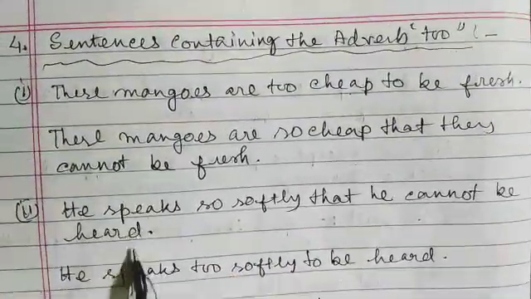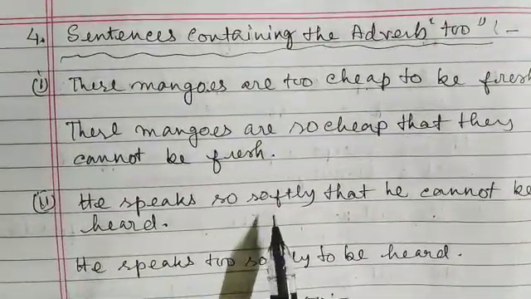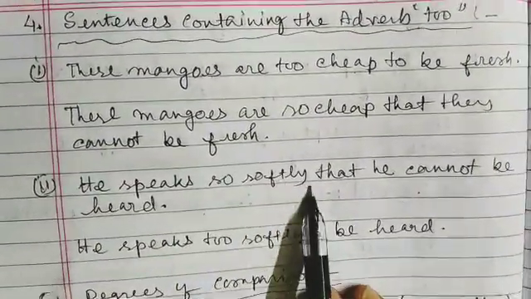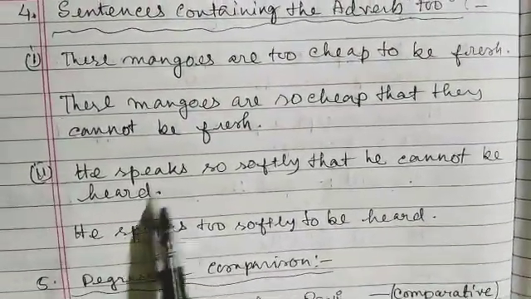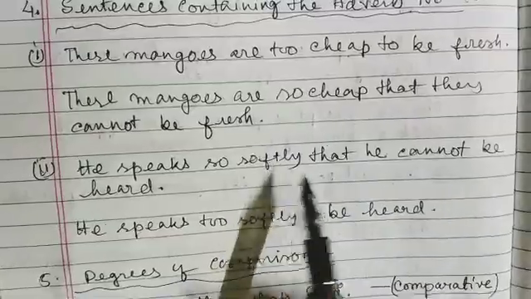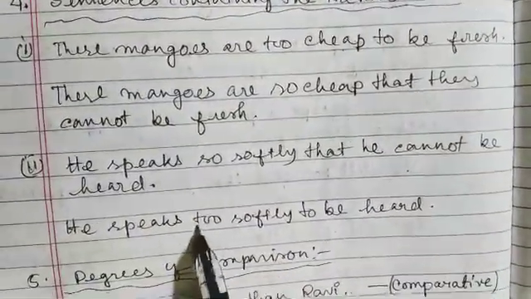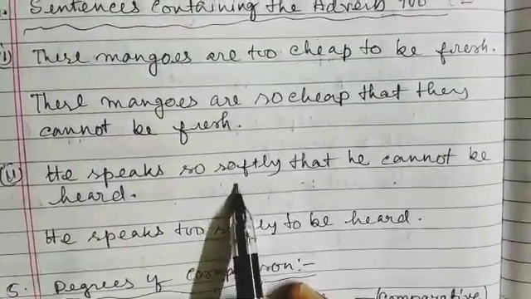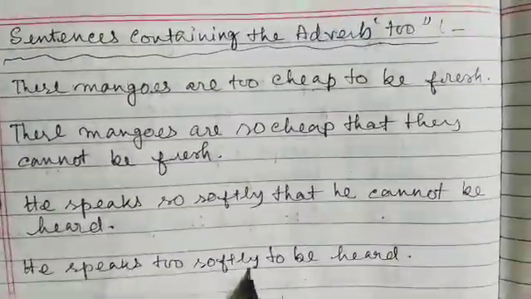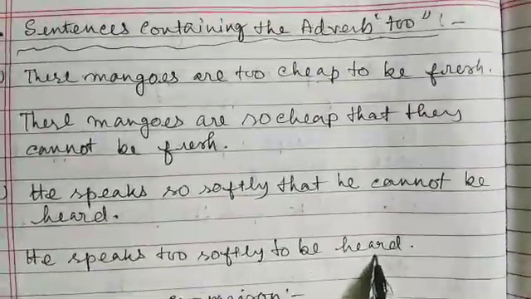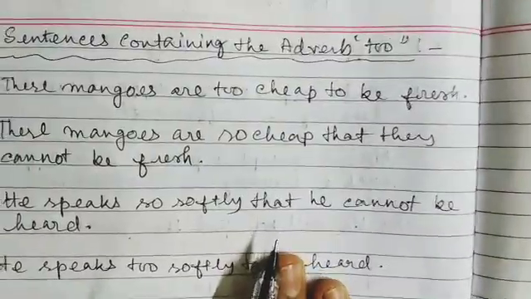Okay. So next one, he speaks. It is just the opposite one. He speaks so softly that he cannot be heard. That means he speaks so softly we cannot hear him. So what do we have to put here? We have to put too. So, he speaks too softly to be heard. Okay, so this segment is completed.